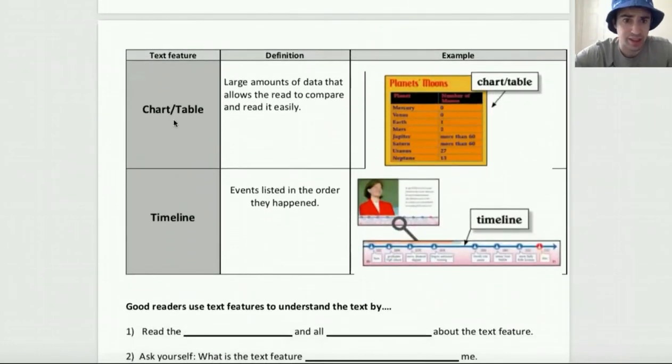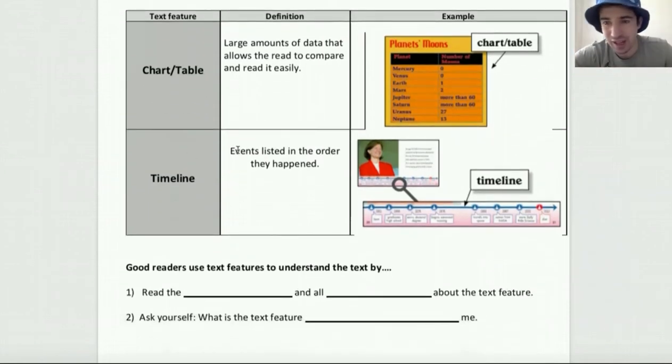Another text feature is a chart or a table. This is where large amounts of information or numbers are easily read because they're lined up here. We can see the number of moons: Mercury and Venus have 0. Earth has 1 moon. Mars has 2 moons. Jupiter has more than 60 moons. Saturn has more than 60 moons. These planets just tell us how many moons they have, whereas if they showed us all the moons and put names next to them, it'd be very hard to see. And then we have a timeline.